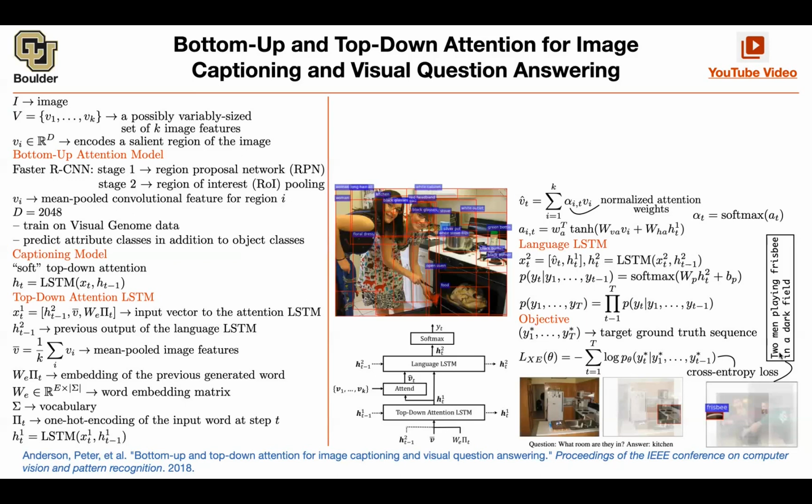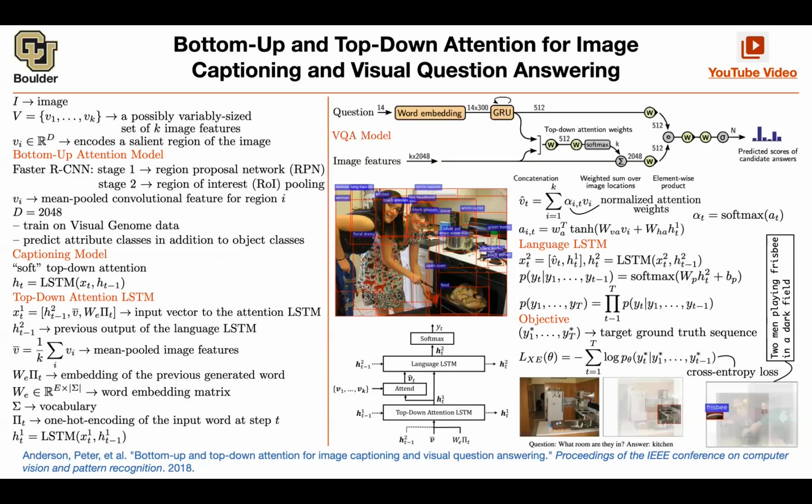When you output the sentence, 2 men playing frisbee in a dark field, if you focus on frisbee, you look at the corresponding alphas, you are going to see that the alpha with the highest value is going to correspond to one of these bounding boxes. And then you can highlight that. So this is the box that the model is paying attention to the most. Or when it comes to question answering, and if your answer is kitchen, you can see that the model is paying attention to this part of the image the most.